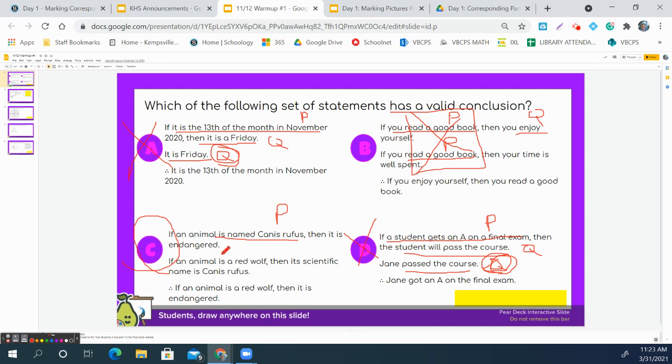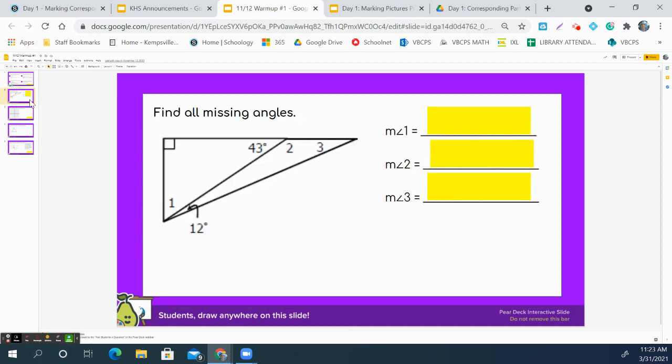Canis rufus, then it's endangered. Then it's a red wolf, that's new. Then it's Canis rufus, that's P. I've got a hypothesis and a conclusion that I can cancel out. And then my red wolf is my hypothesis and endangered is the conclusion, and that works out. Okay. We're gonna keep seeing those until we get good at them.